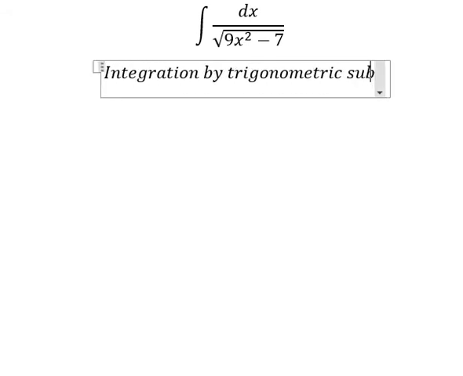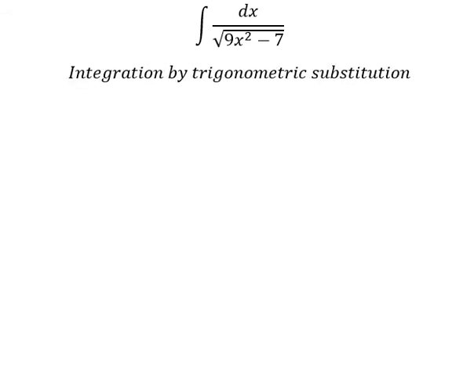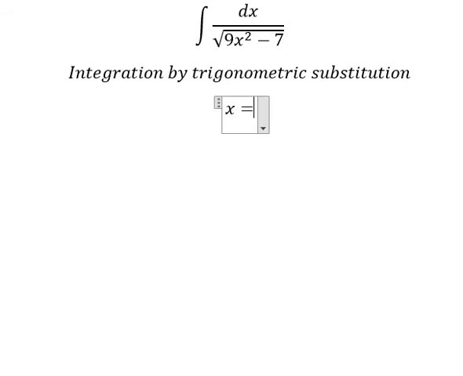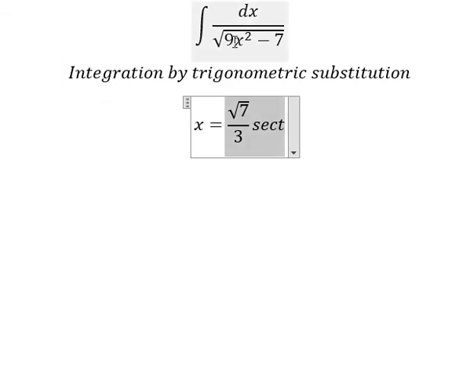trigonometric substitution. So I will put s equals the square root of 7 over 3 secant of t. So if we put this one in here, you will have 7 over 9 secant of t squared.